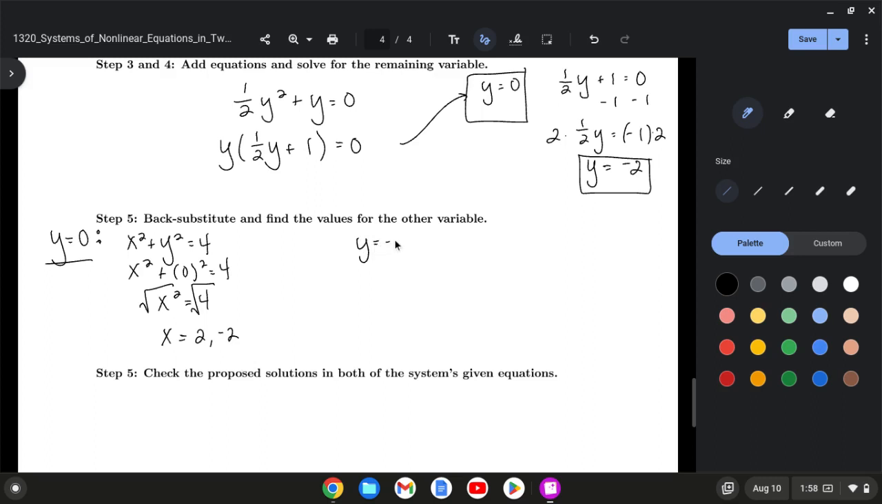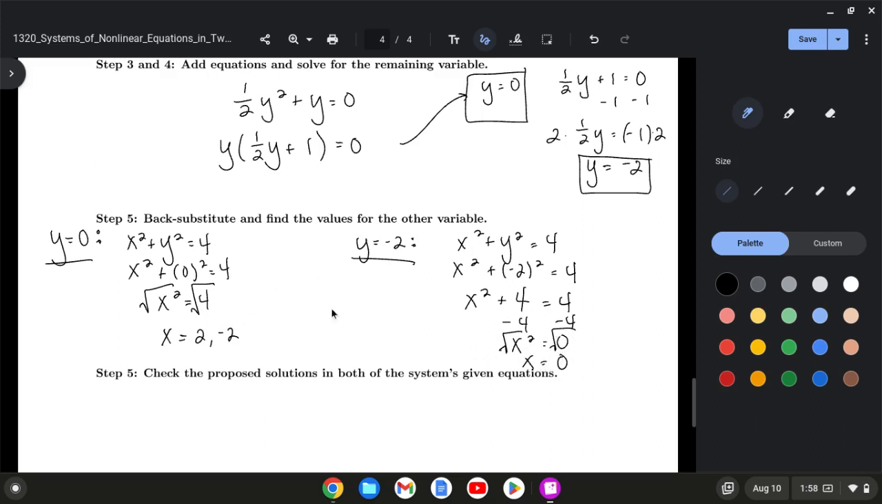And then when we plug in negative 2 for y, we have x squared plus a negative 2 squared equals 4. Negative 2 squared is negative 2 times negative 2, which is a positive 4. In order to get this x by itself, we need to subtract 4. And we have x squared equals 0. Square root of x squared is x. Square root of 0 is 0.